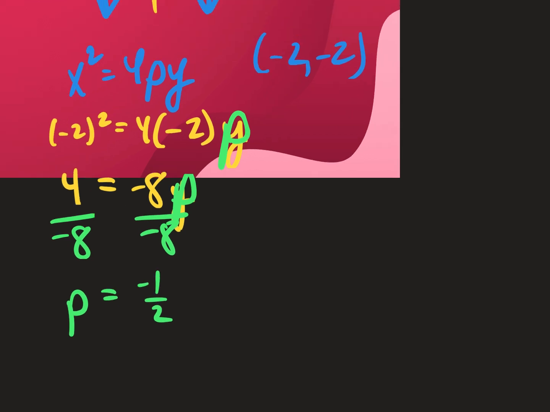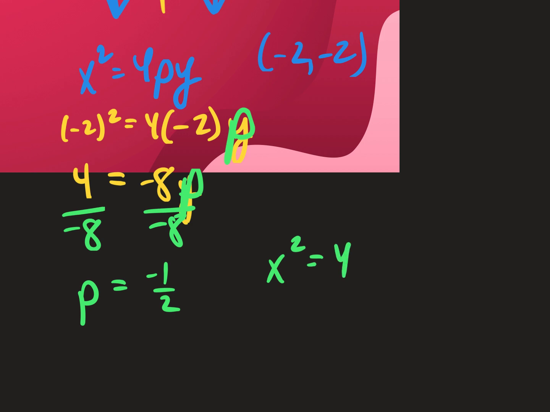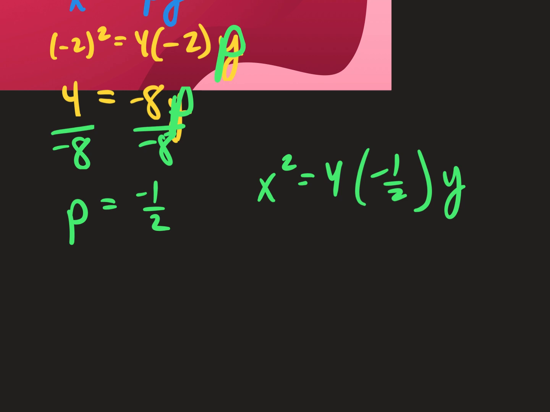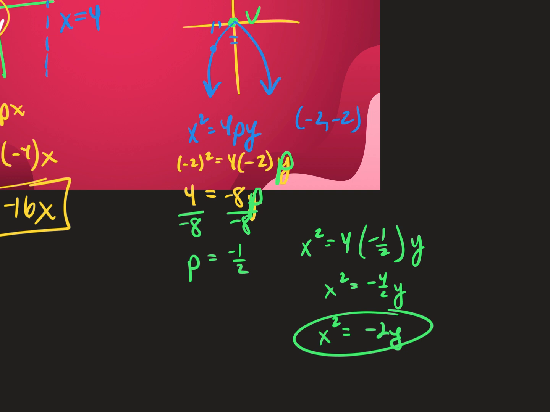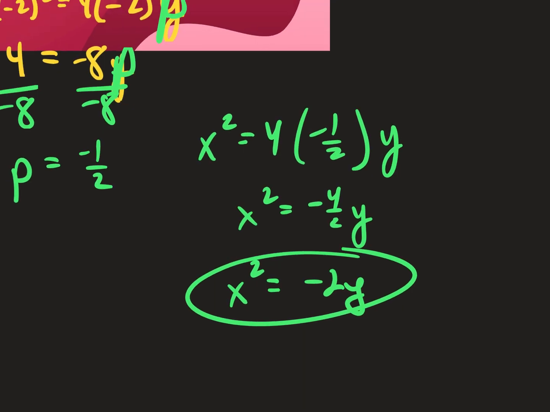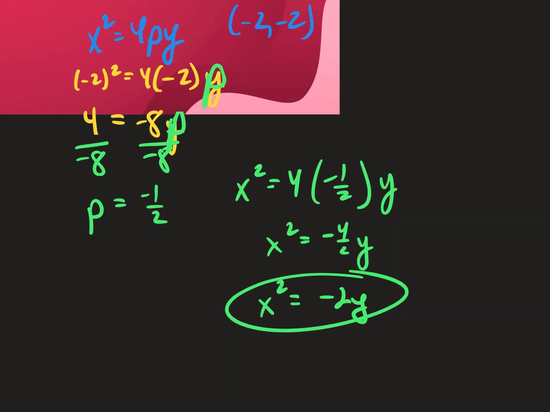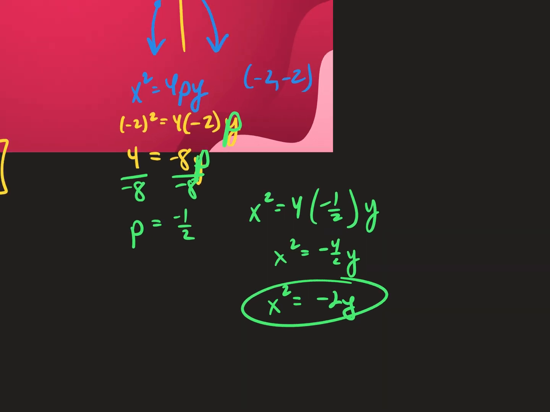So I have my p-value now, yeah? X squared equals 4 times negative 1/2 times y. X squared equals negative 4 over 2y, which is negative 2y. Now think about this, guys. If my parabola is opening downward or it's opening left, my equation should have what in it? A negative. That's why pictures are really good. They can help you go back and check. They can help you visualize what your graph should look like. It's very, very helpful to draw what? A picture. All right, 2 more and then we're done.